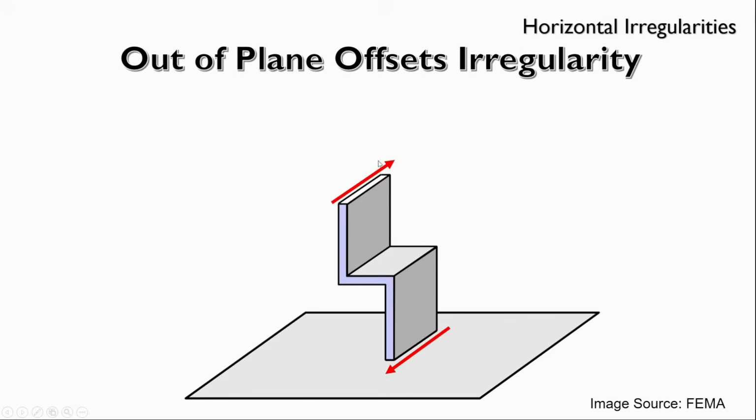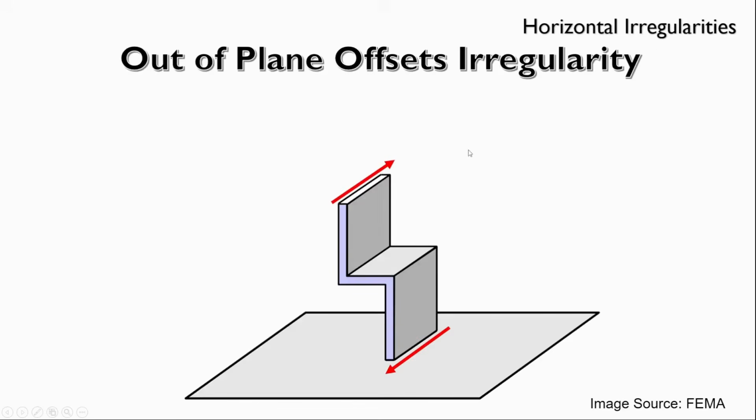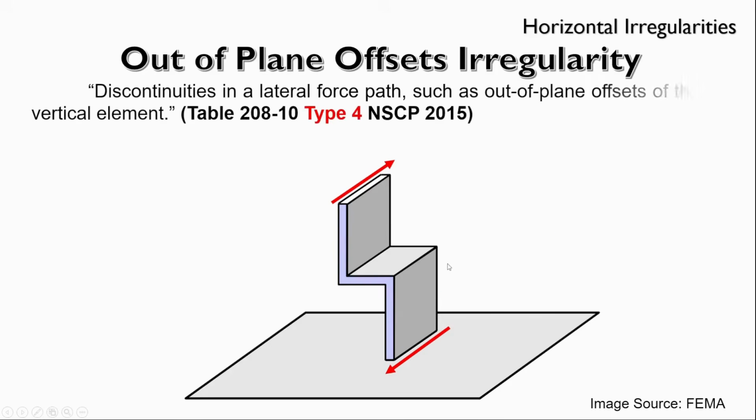So this is also straightforward, nothing to do. Just remember the 50%. Then we have the out-of-plane offsets. This irregularity is about out-of-plane offsets, in such a way that, let's say, we have this shear wall here, and another shear wall here. So we have this offset. Earlier we had the geometrical offsets in the vertical part, but this one is out-of-plane offsets.